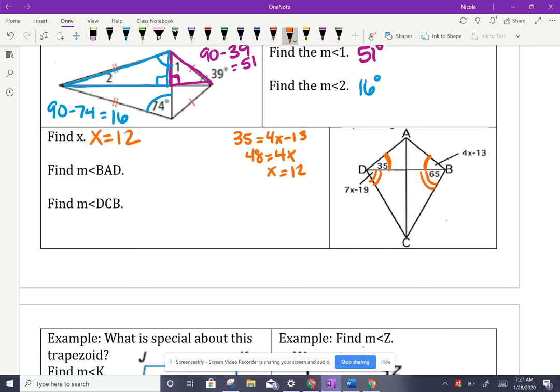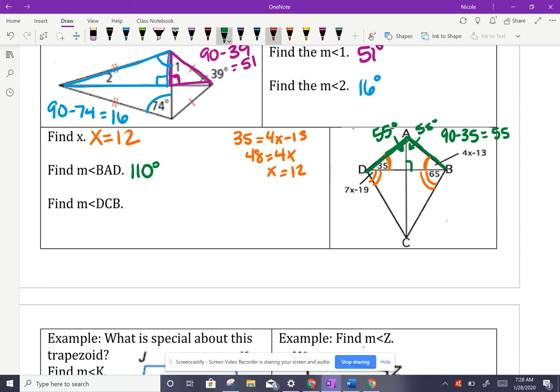And then angle BAD, so BAD is this whole angle down here. So remember, you have right triangles. And so if we find the missing angle, we have 90 minus 35 is going to give us 55. And that 55 goes right here. So that's 55 degrees on one side. It'll be 55 degrees on the other side. So the whole angle is 110 degrees.